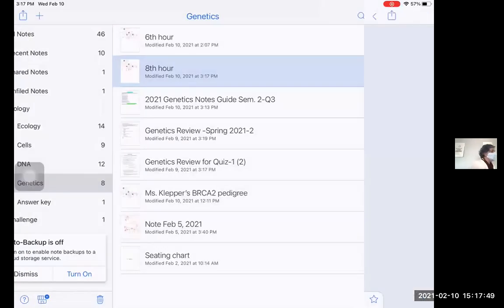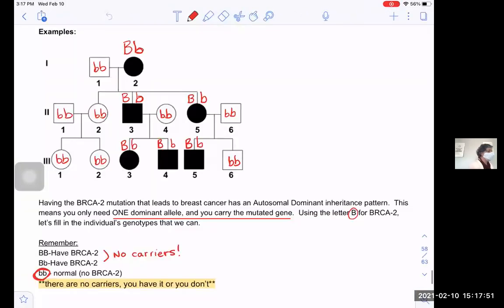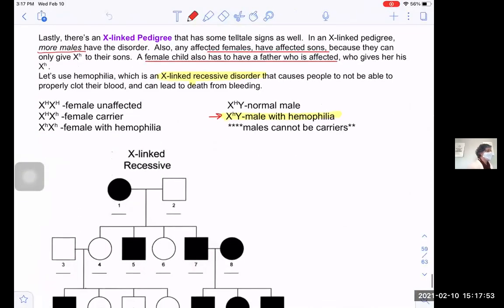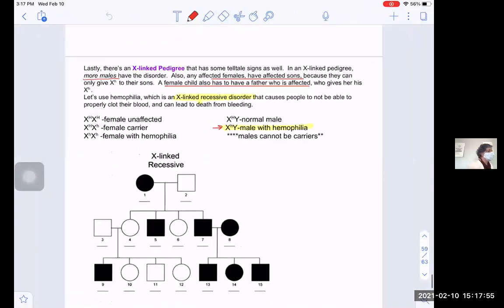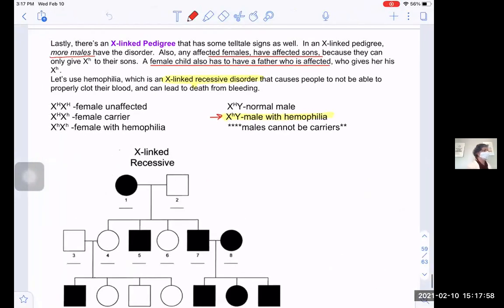All right, so we have one last type of pedigree to look at, and that is X-linked recessive. I'm sorry that I left this one for last because I think this is the hardest one personally, only because now you have to write in the X's and the Y's for everybody. So I just want to remind you, this is X-linked recessive.